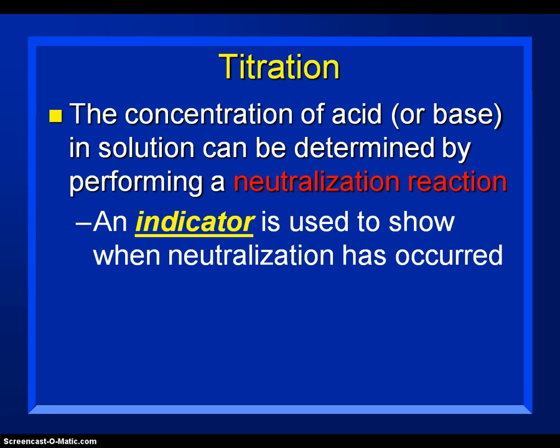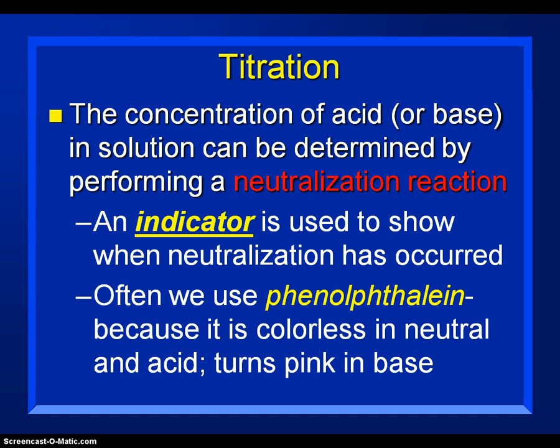So for this reaction, we need an indicator. The indicator can help us to see when the neutralization of the acid with the base has occurred. The most commonly used indicator for a titration is called phenolphthalein. Phenolphthalein is colorless when it's in an acid or when it's neutral, but it turns pink when it's in a base.